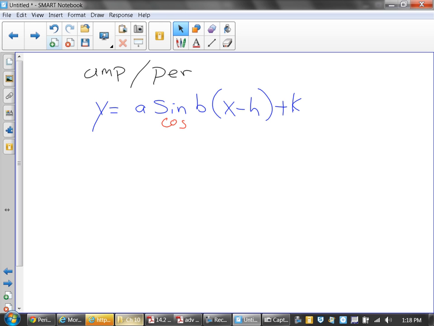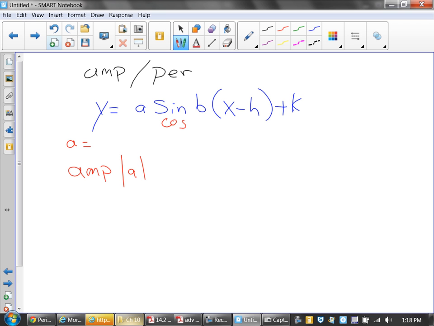Remember, when you're dealing with sine and cosine with graphing stuff, your A value will give you your amplitude by its absolute value. Your B value works with the period. How do you find the period of sine or cosine? 2 pi over B. Very good. It's 2 pi over the absolute value of B.